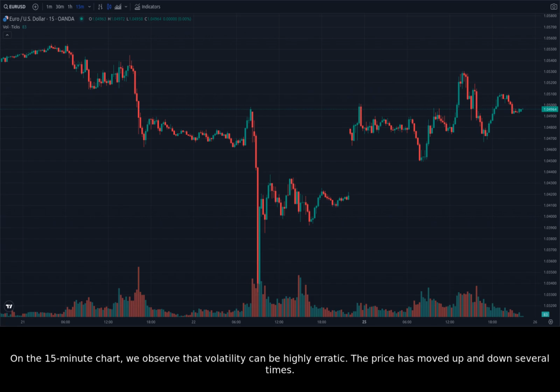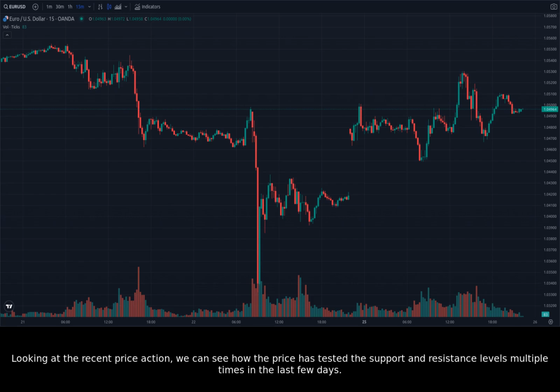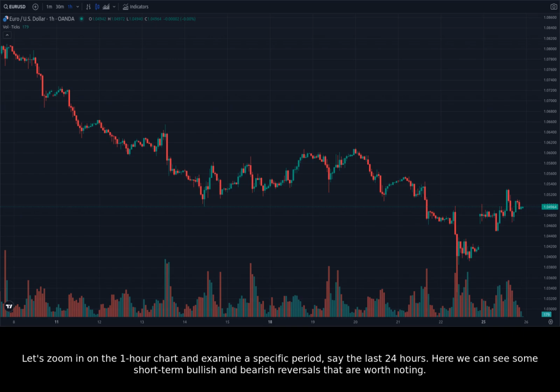On the 15-minute chart, we observe that volatility can be highly erratic. The price has moved up and down several times. Looking at the recent price action, we can see how the price has tested the support and resistance levels multiple times in the last few days. Let's zoom in on the 1-hour chart and examine a specific period, say the last 24 hours. Here we can see some short-term bullish and bearish reversals that are worth noting.